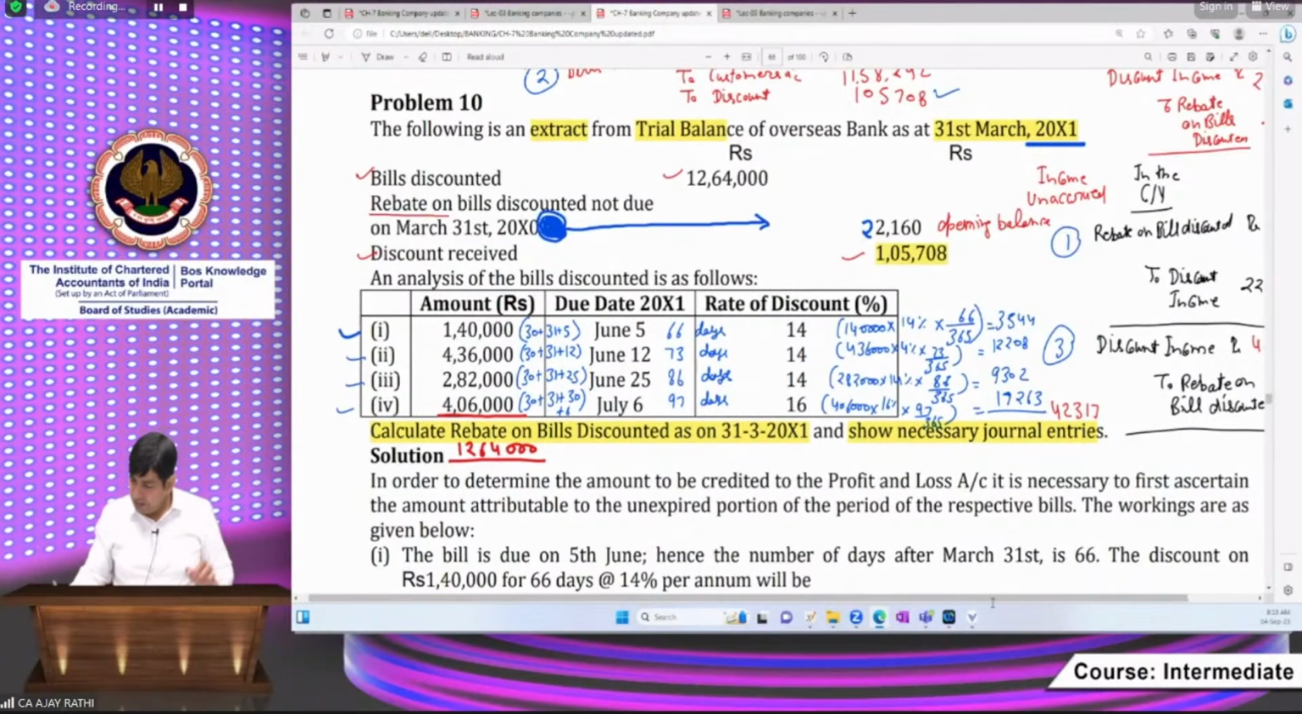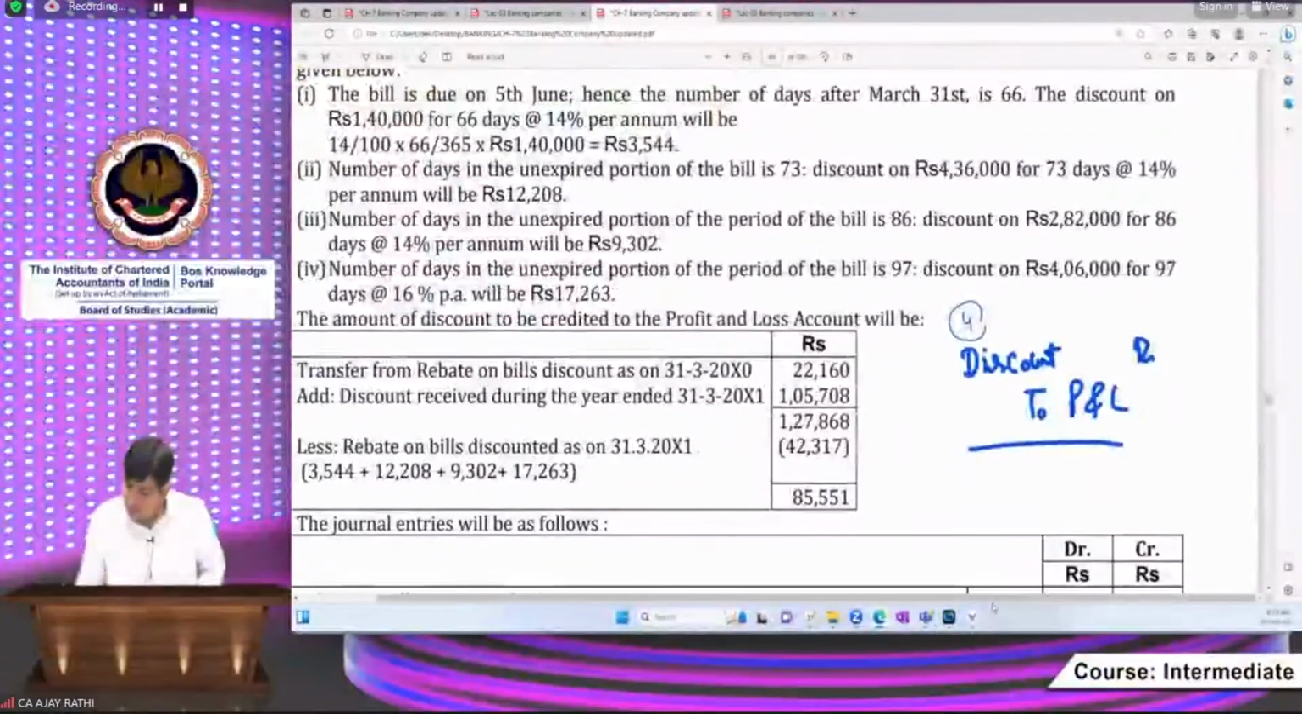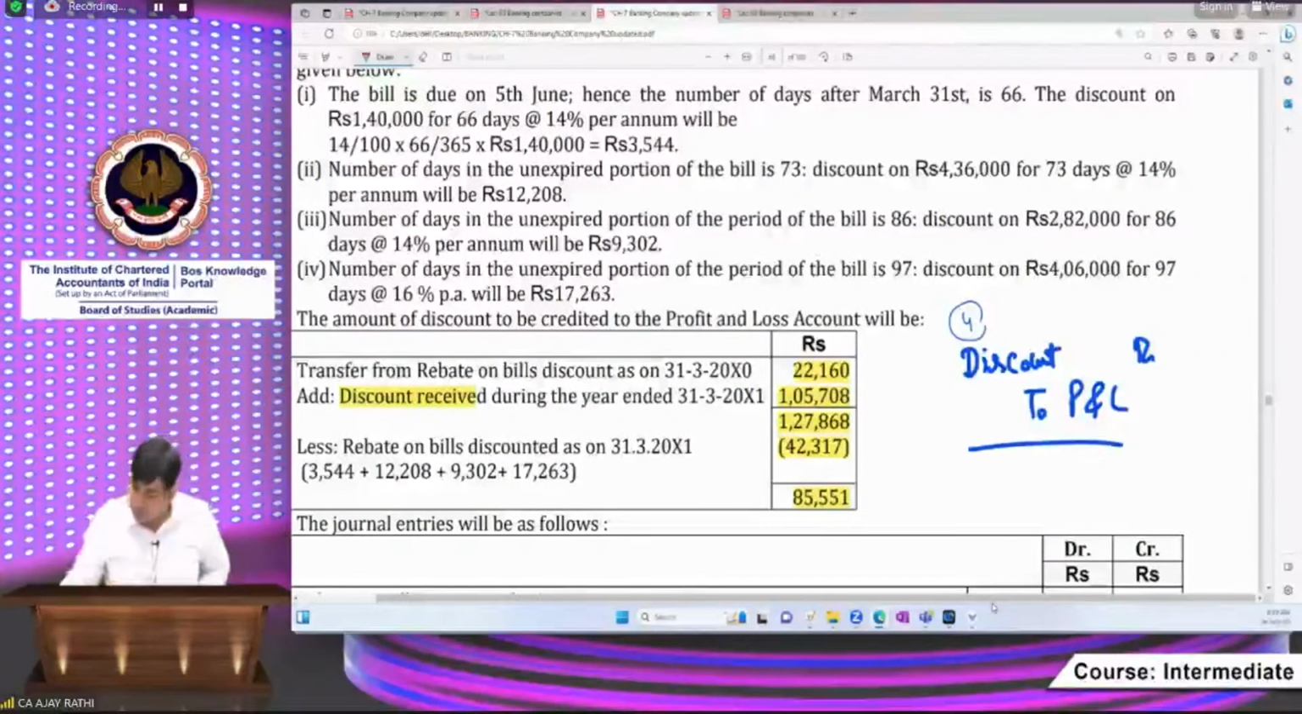Okay, beta. Now, the last entry is the income transfer entry. See, the calculation is already given by the question: 22,160 is the opening rebate and this is the current year discount. From that you have to reduce the closing rebate, and this is the amount that has to be transferred to P&L. So very, very easy. This will be the amount that has to be transferred to P&L.